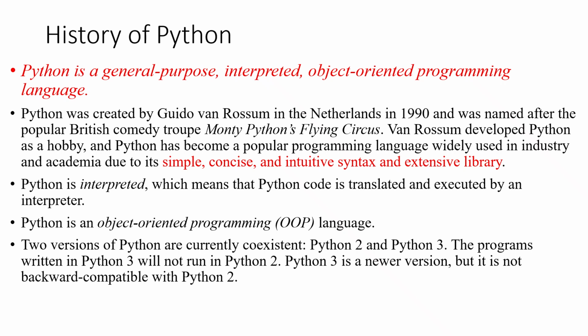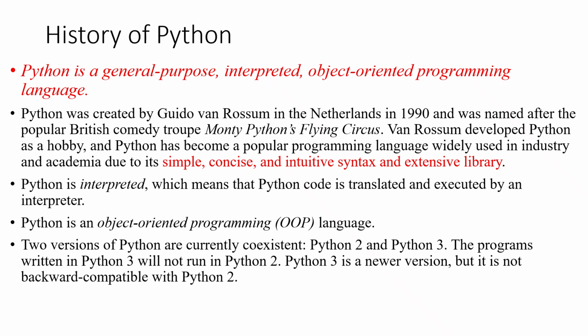Generally, Python is a general purpose, interpreted, object-oriented programming language, and it was created by Guido van Rossum in the Netherlands in the year 1990. Most industry and academic people are using Python today because of its simple, concise and intuitive syntax and extensive library. Python is interpreted, which means that Python code is translated and executed by an interpreter. Python also supports object-oriented programming.